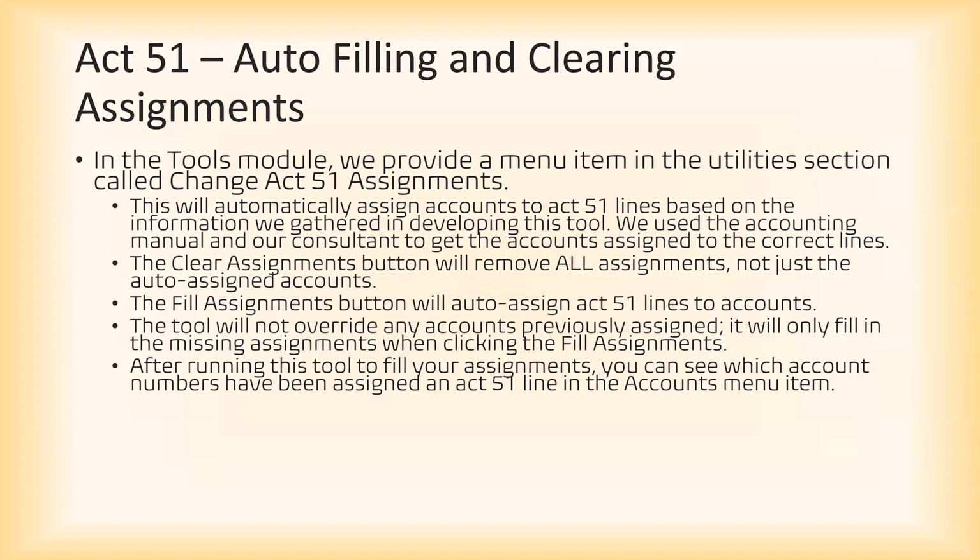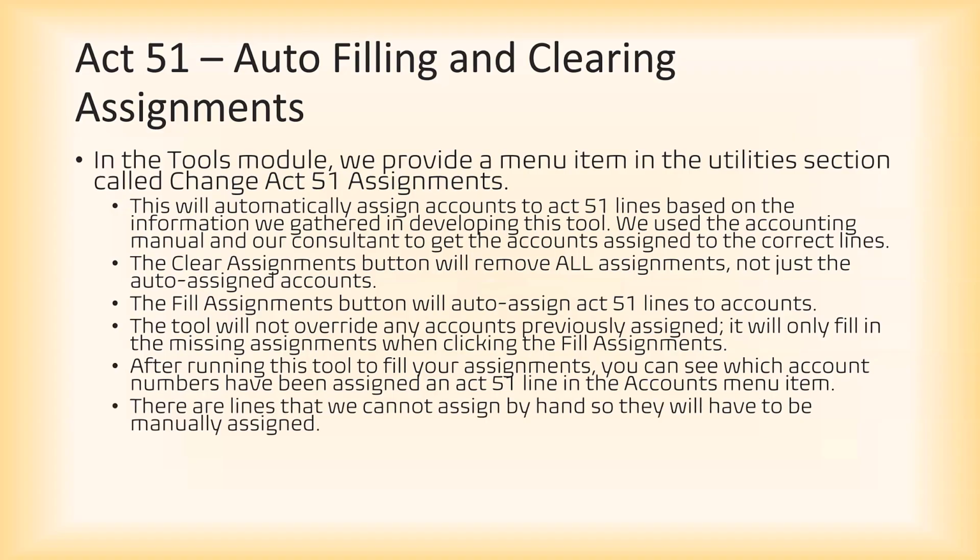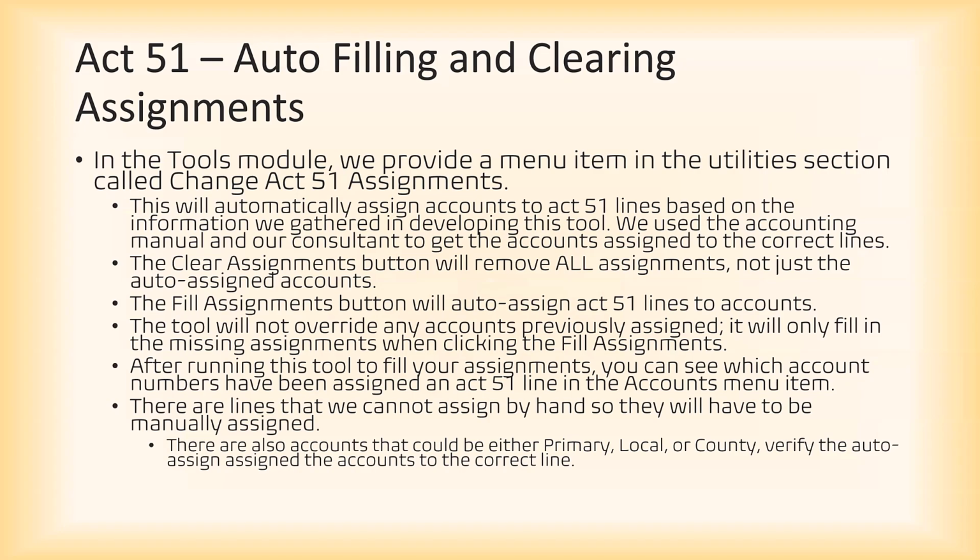Once you have finished running this tool, you can see which account numbers have been assigned an Act 51 line in the accounts menu item. There are lines that we cannot assign automatically, so they'll have to be manually assigned. There are also accounts that can be either primary, local, or county, so verify the auto assign put the accounts on the correct line. Sometimes we just threw everything under either local, primary, or county, depending on the situation. So you might want to check that.